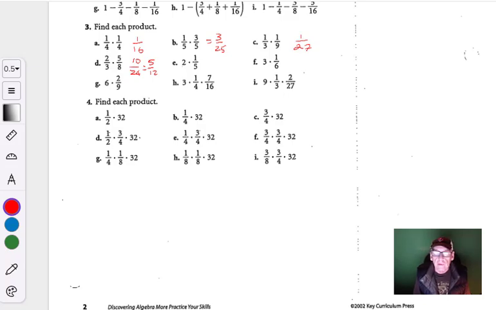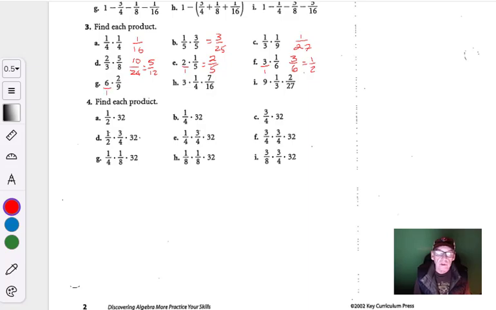2 times the 5th, with a whole number we have to pretend it's over 1. So we do 2 times 1 over 1 times 5. That gives us 2/5. And same thing with f. 3 times 1 is 3, and 1 times 6 is 6. We've got 3 over 6, which is the same thing as 1/2.